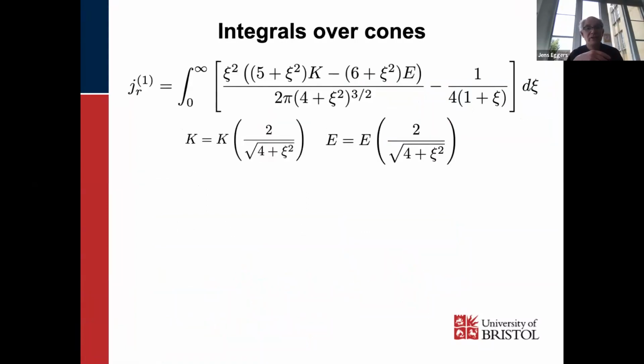And as I've mentioned, there is another trick to do these integrals over cones. So if I do these integrals over cones, I get these horrible, at least I found them pretty complicated integrals, where the integrand contains itself elliptic integrals. So K and E are names for the elliptic integrals.